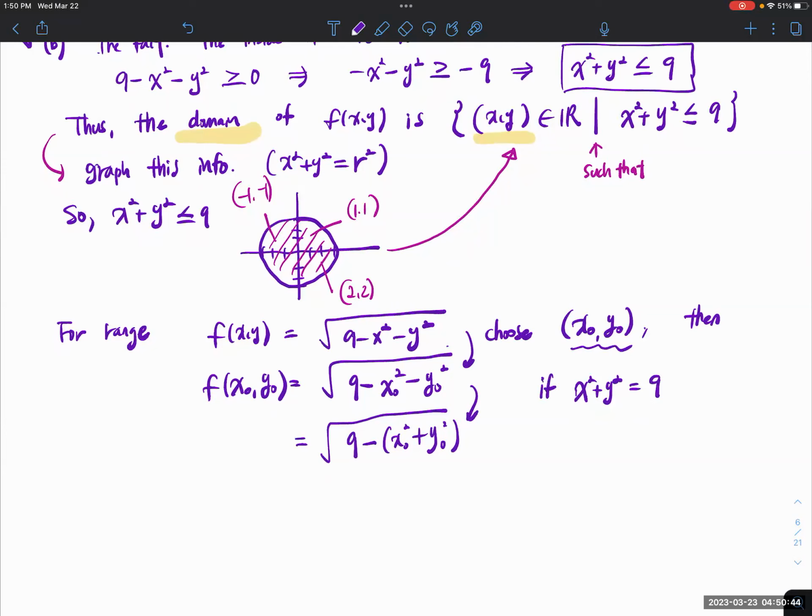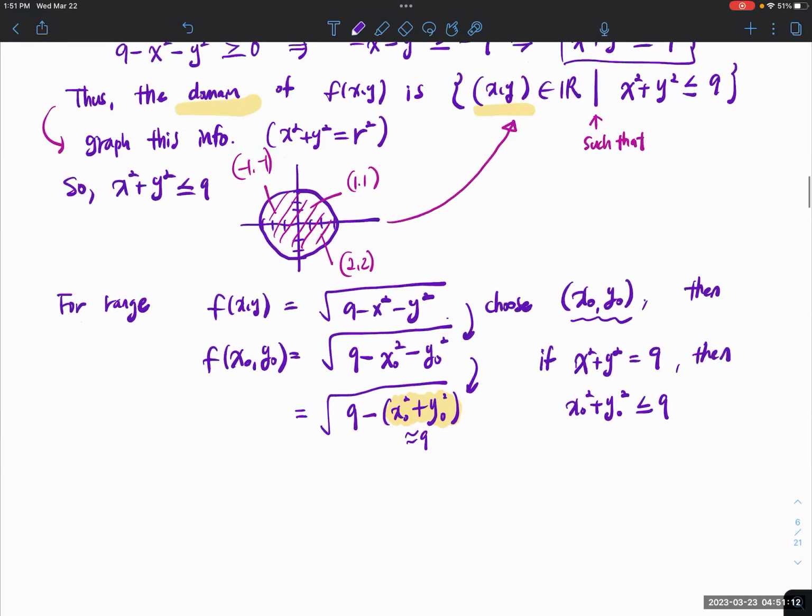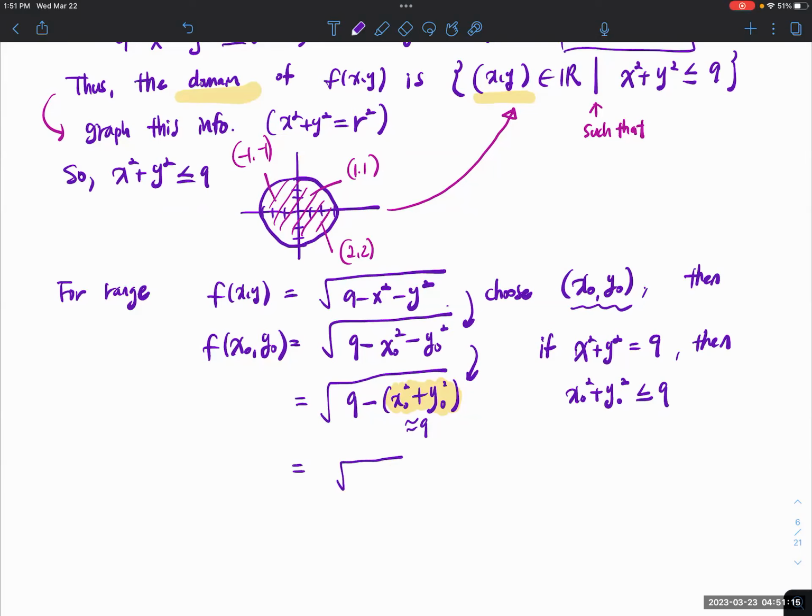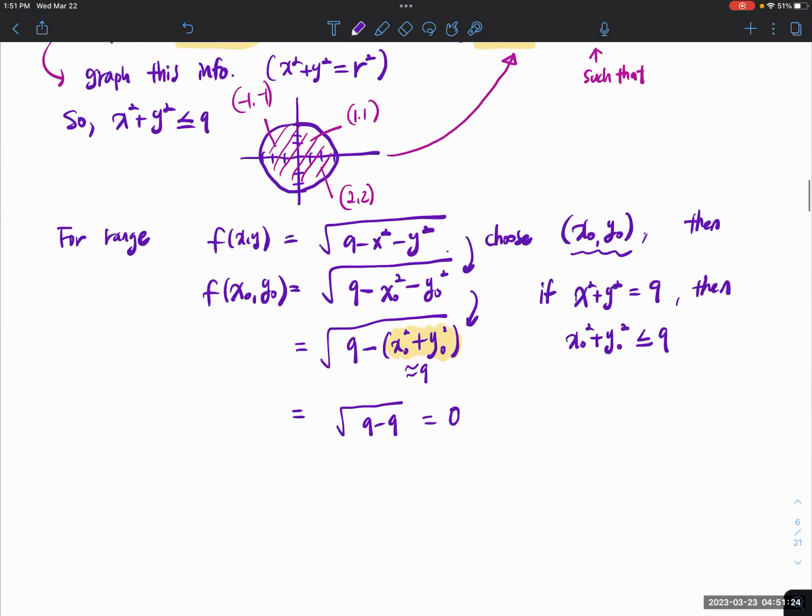Then x0 squared plus y0 squared is going to be less than or equal to 9, right? Because we're going to choose another random number, but it cannot be greater than 9, because we have a limitation up to 9. So therefore, the value you can have for x0 squared plus y0 squared is going to be close to 9, less than or equal to 9. So what I'm saying is, approximately, it is going to be 9 minus 9 equal to 0. Hold up there.